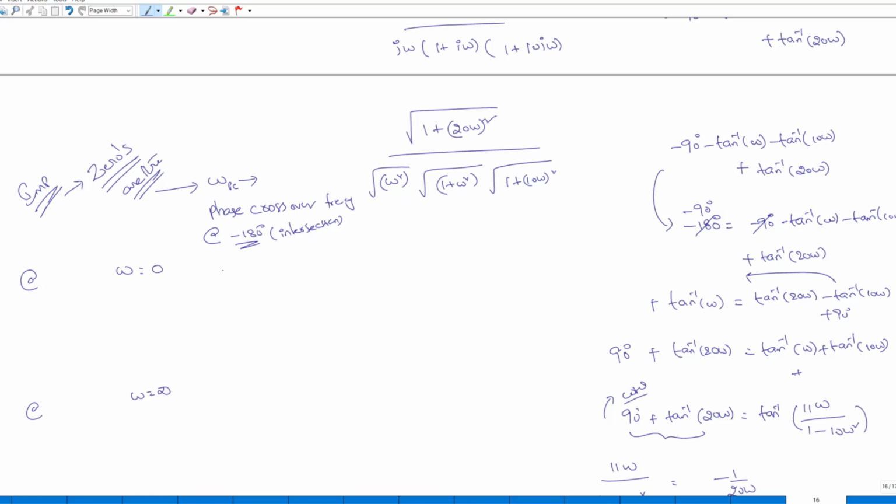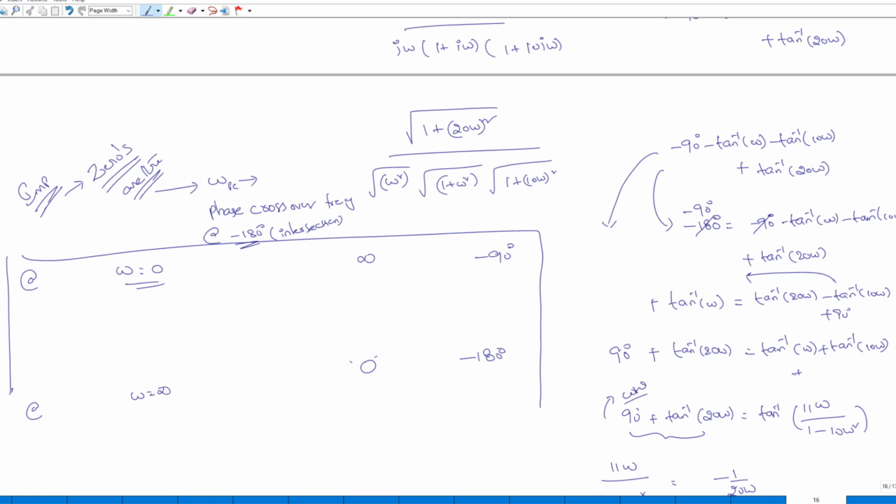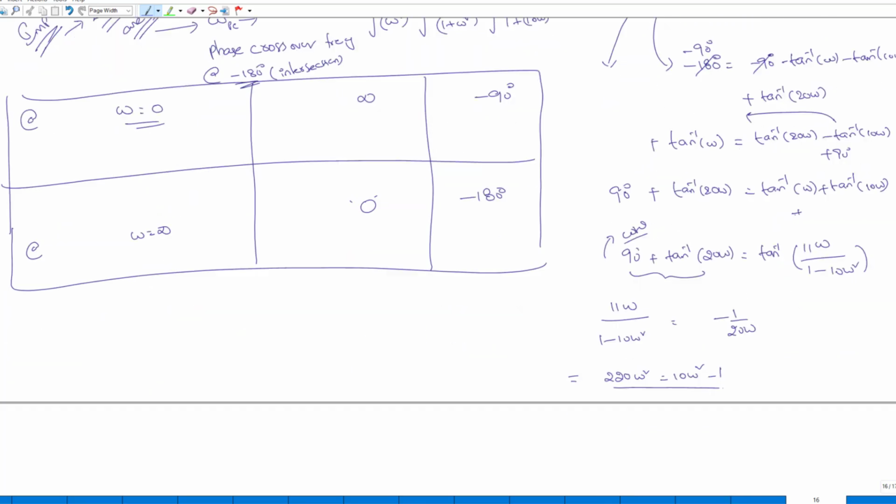So now substituting the value of omega here, when omega is equal to 0, the magnitude is infinity and the phase is minus 90. When omega is equal to infinity, the magnitude is equal to 0 and the phase is minus 180. So at omega 0 it is infinity and minus 90, and at infinity it is 0 and minus 180. That is how we can get all those values. Now let us draw the simple plot. The most important thing here is that it is not cutting any negative real axis.